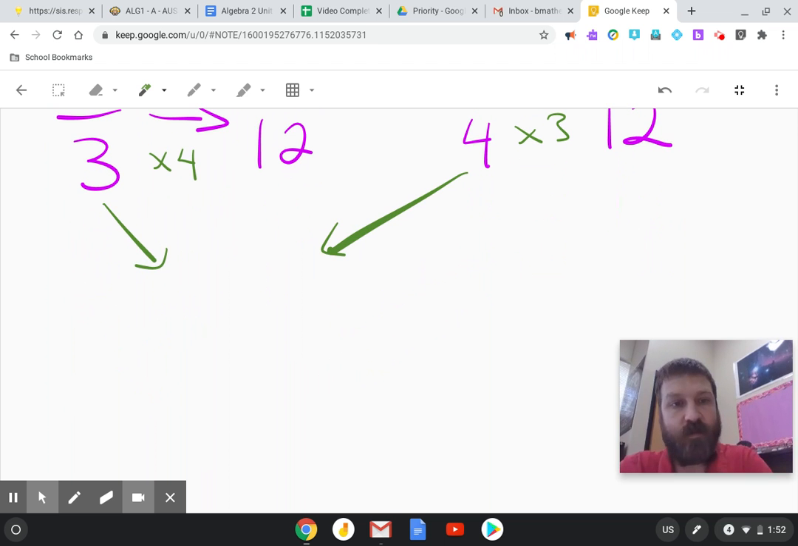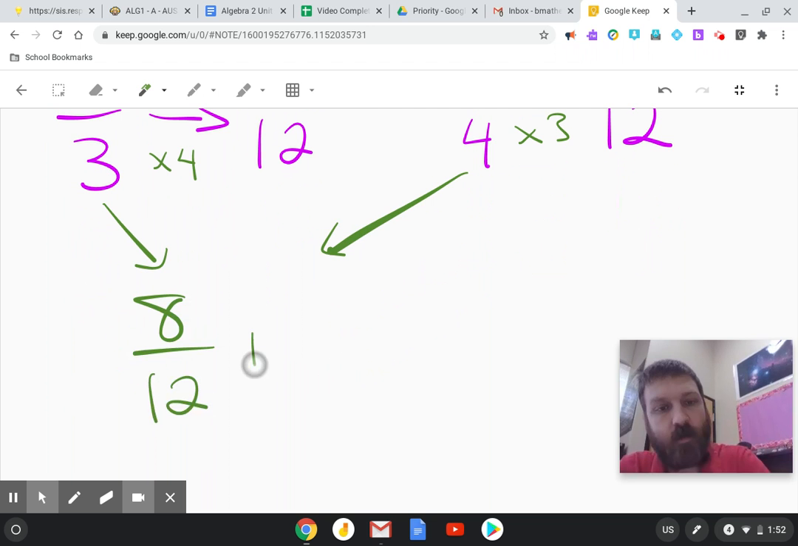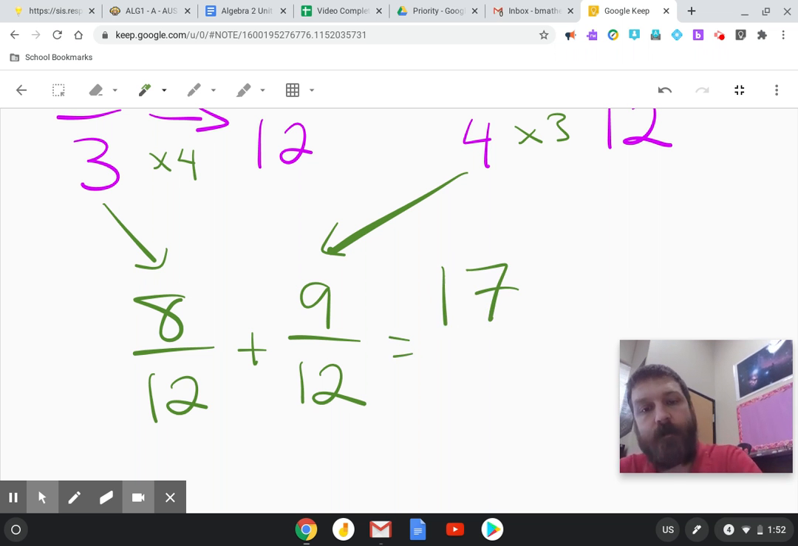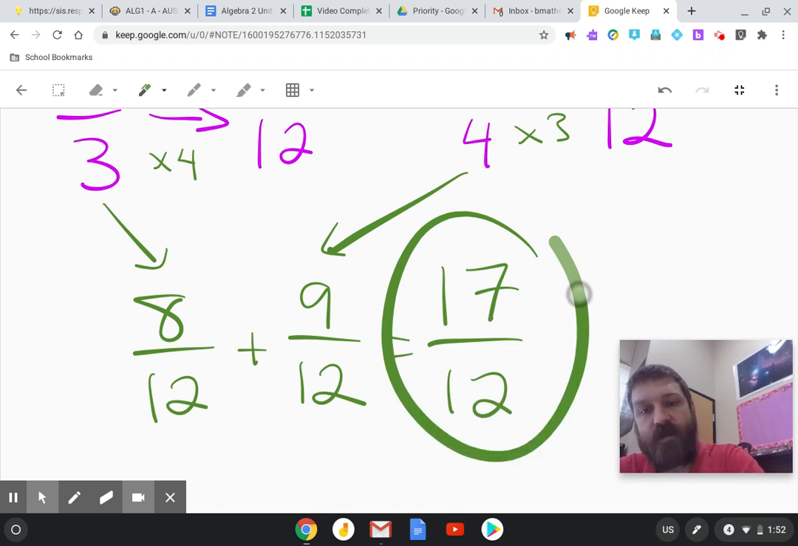And so now, instead of doing 2/3 plus 3/4, I'm actually going to do 8/12 plus 9/12. And now, because these are the same denominator, all I have to do is add the numbers on the top, and I get an answer of 17/12. And that would be the final answer.